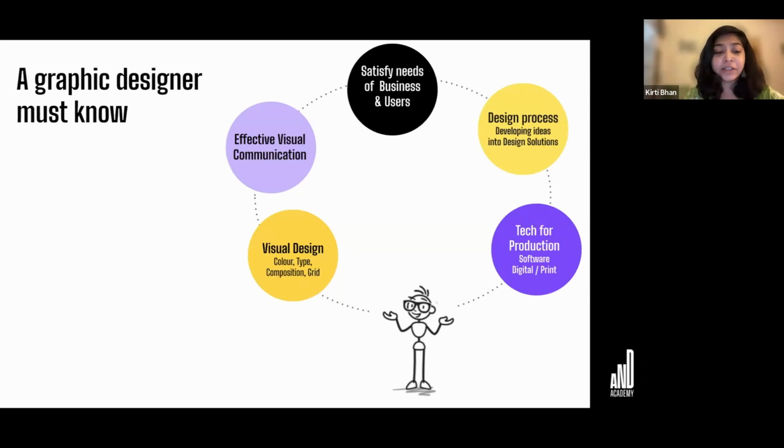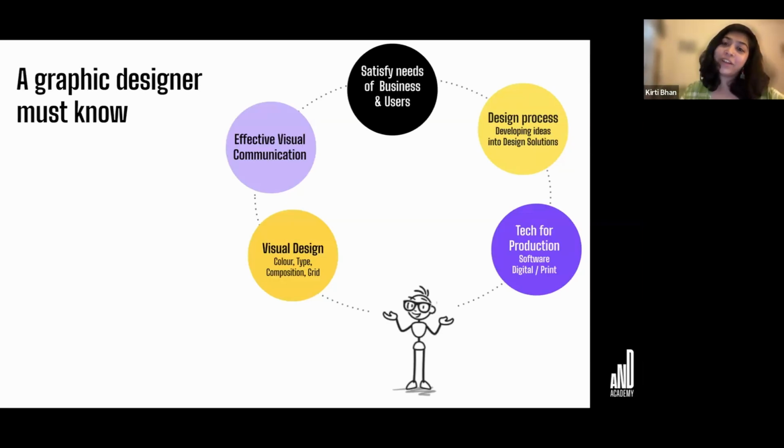We further move to satisfying needs of businesses and users. By that, I mean, designers must strike a balance between meeting business objectives and addressing user needs. This means creating designs that not only look good, but are also serving a purpose, whether that's driving engagement, informing, or prompting some action. Everything comes down to creating a nice balance between the business and understanding of users.